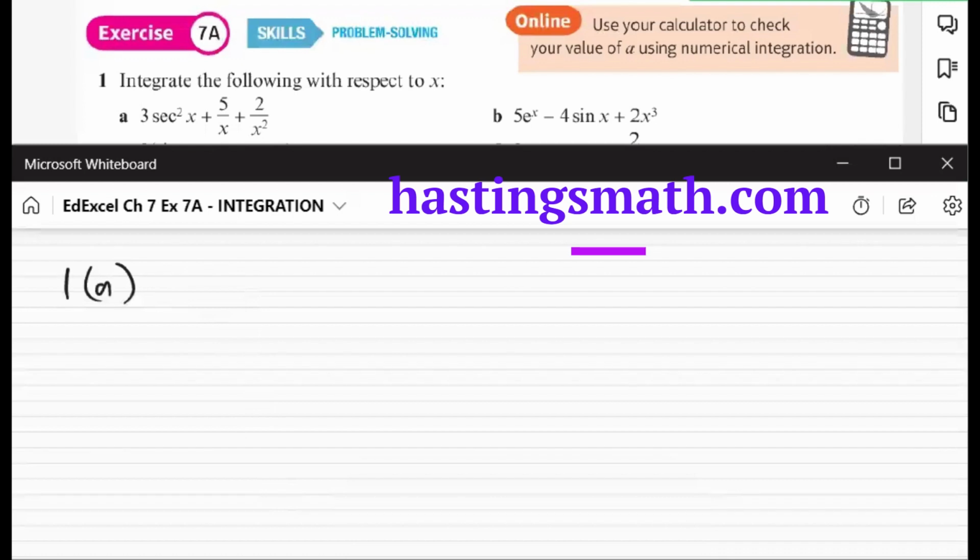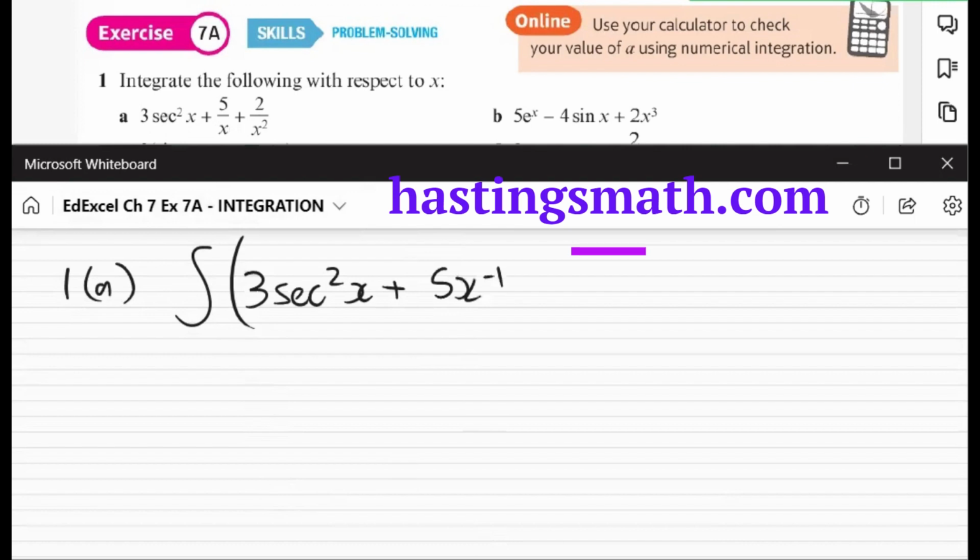So immediately we just put our indication that we're integrating. So we're integrating this function with respect to x. So 5 over x, I'm already going to just change that to 5x to the minus 1. This is easier to work with. And it will be 2x to the minus 2 and dx. So this is integrate this function with respect to x.